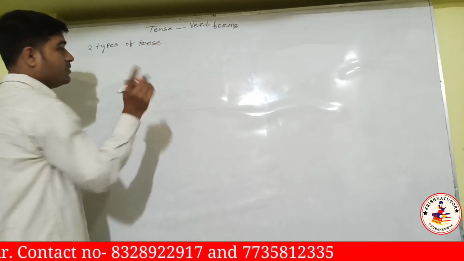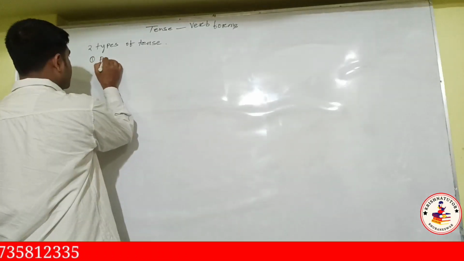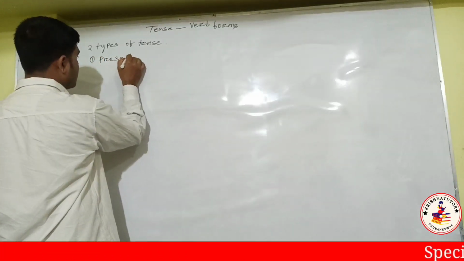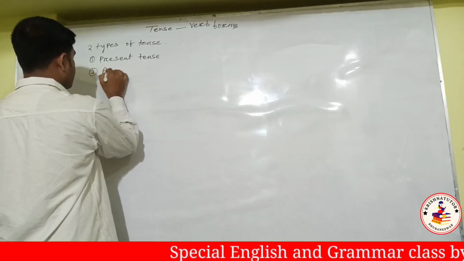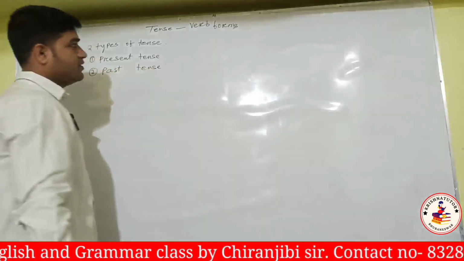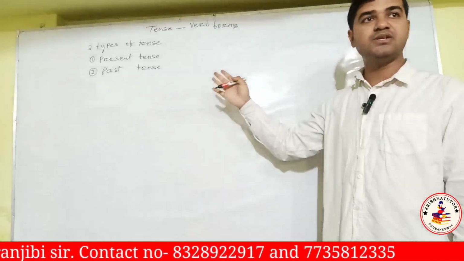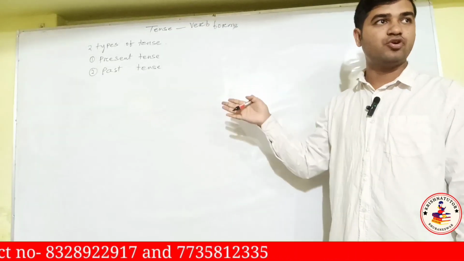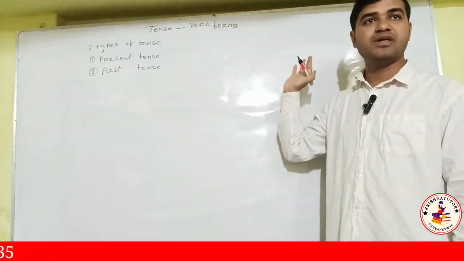And the future is time. That is not a tense, because verb doesn't have future form. One is present tense and another is past tense. There are two types of tense. And I will relate how to do translation by using tense. That is my motive. I will tell you how to do translation by using this kind of tenses.